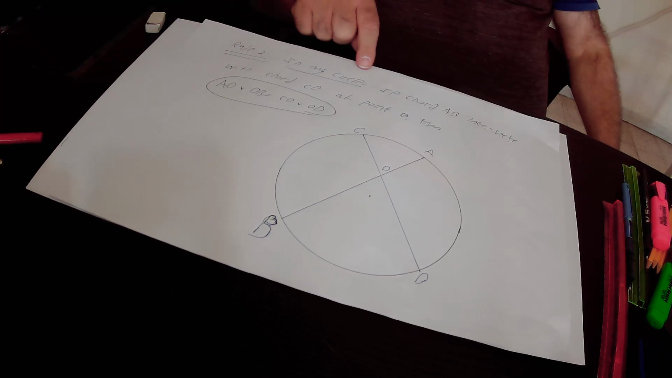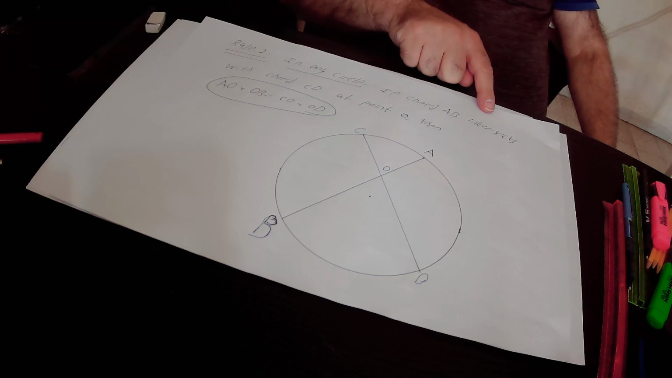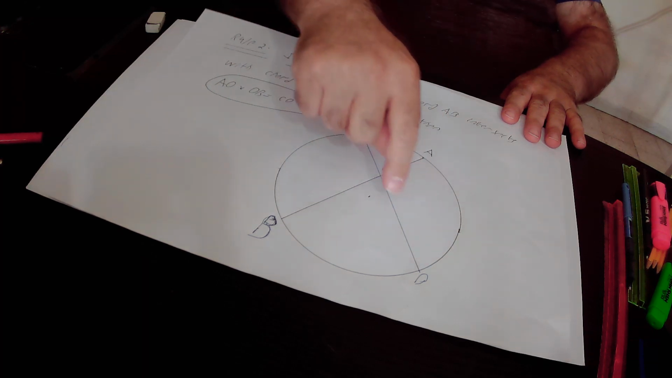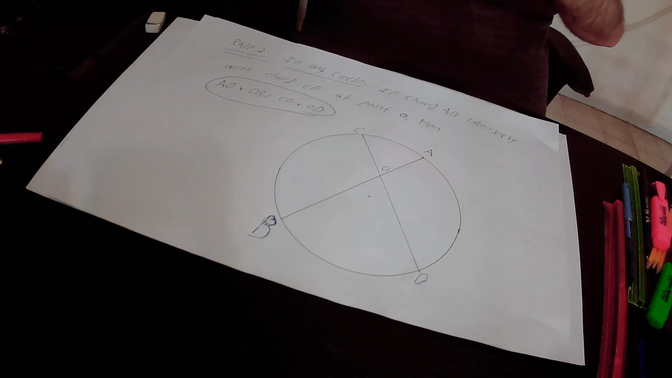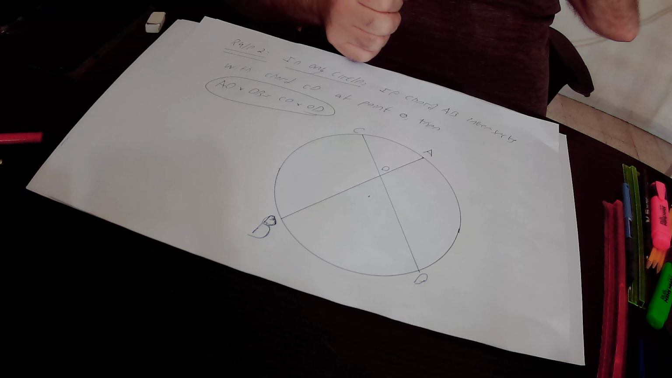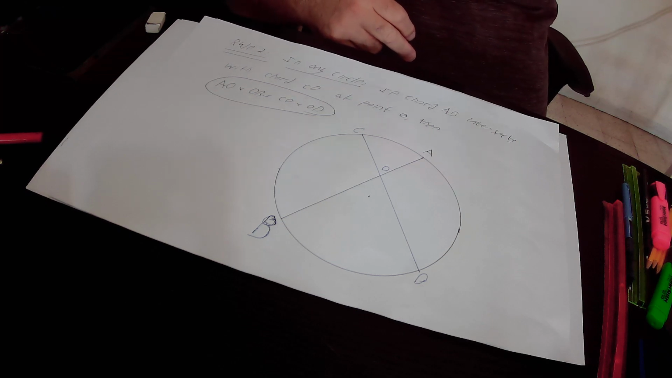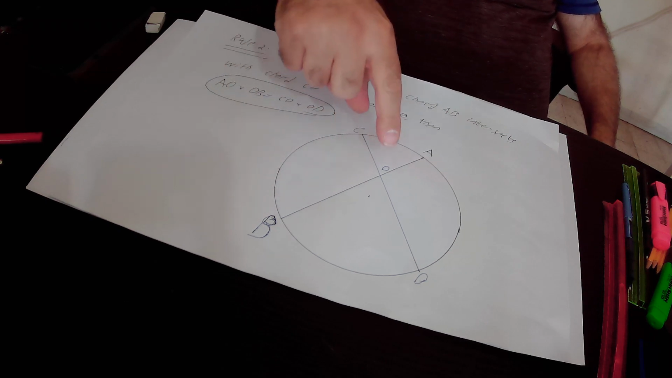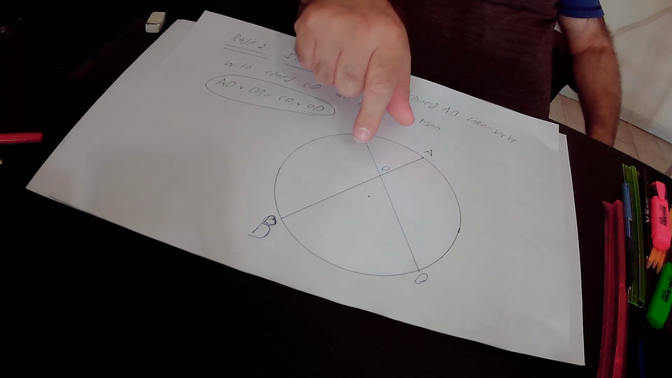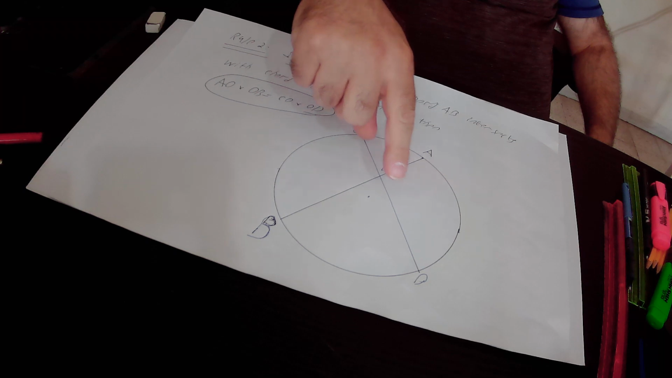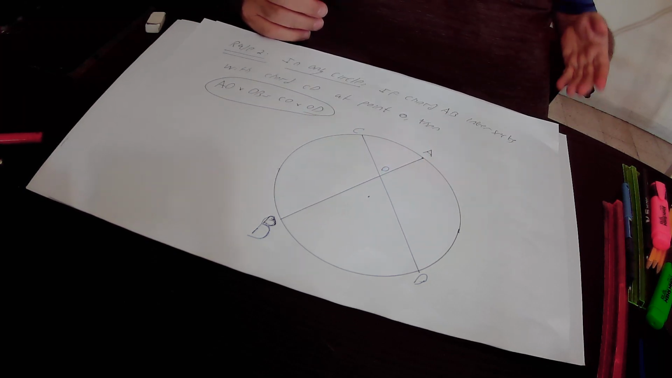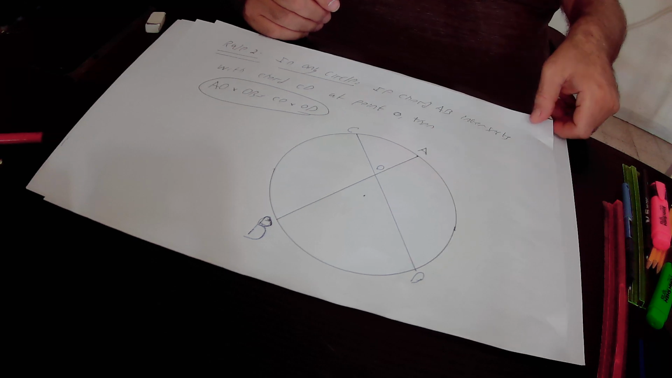So in any circle, if chord AB intersects with chord CD at point O, the intersection point between the two chords, then AO times OB equals CO times OD. Again, AO times OB equals CO times OD. So this is rule number 2, and we can implement rule number 2 in our drawing.